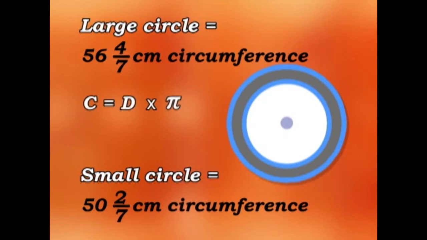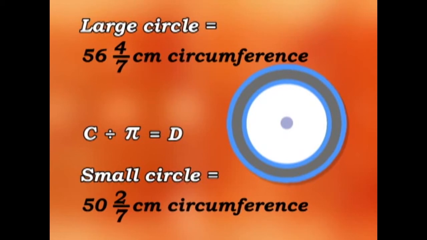Well, remember, if C equals D times pi, that's the same as C divided by pi equals D. Remember, when you change something from one side of an equation to the other, you change the sign. So instead of multiplying by pi, we divide by pi, and we get a new equation, which is C divided by pi equals D.